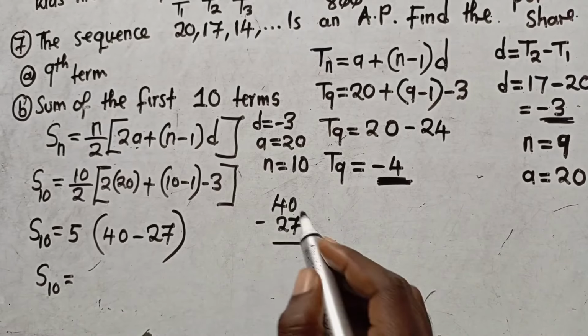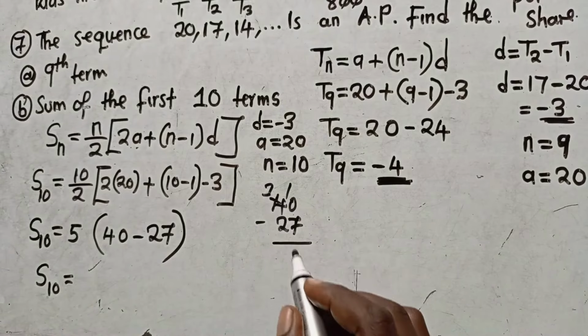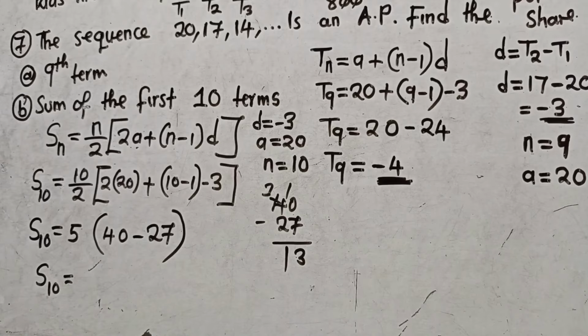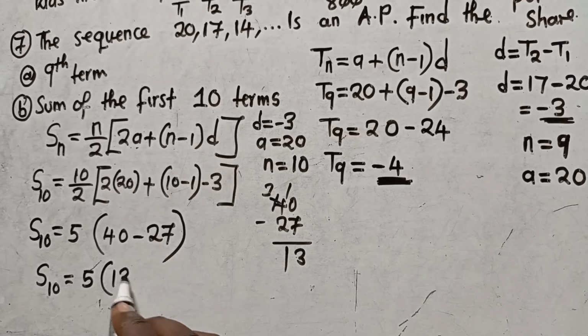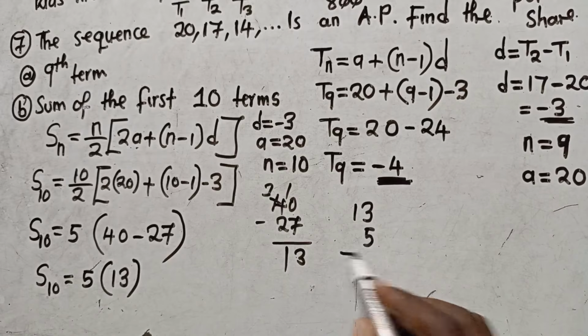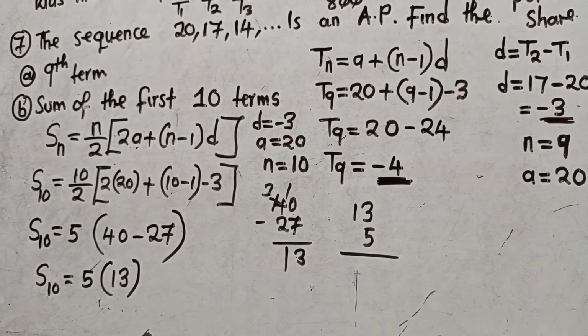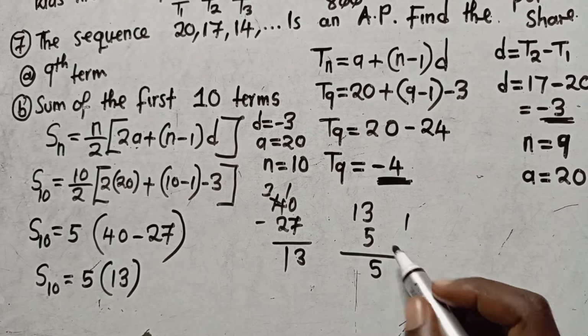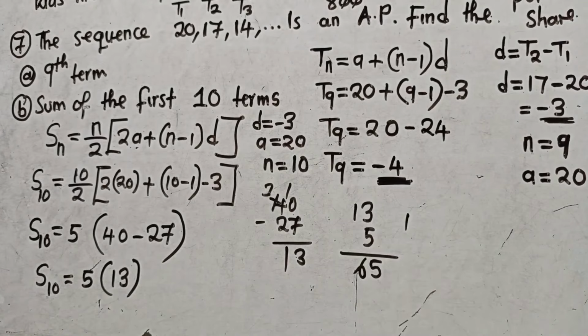27. In this paper, no calculator will be allowed. So 40 minus 27 is 13. So 5 multiplied by 13. 13 times 5, what answer are you going to get? 5 times 3 is 15, remainder 1, 5, that is 65. So the answer is 65. This is what you are supposed to do.